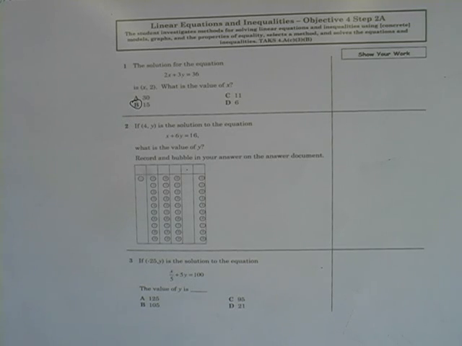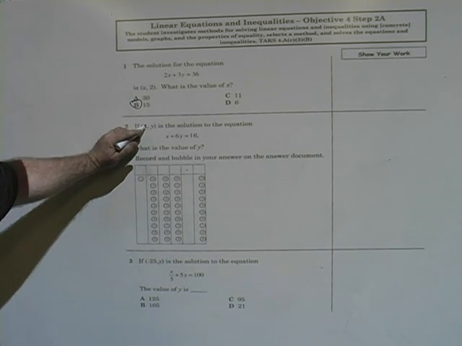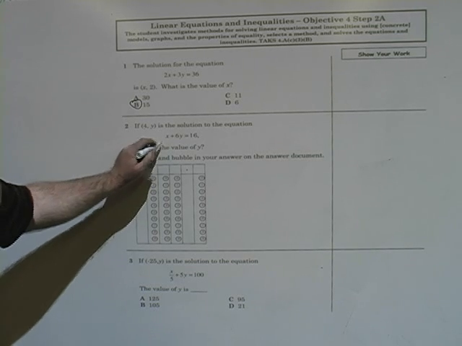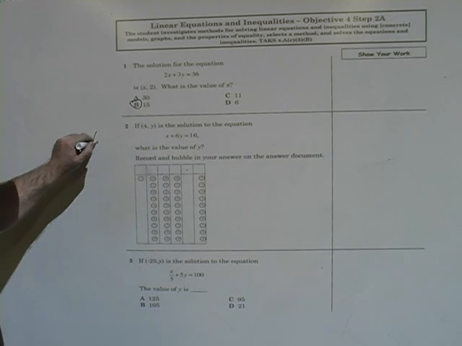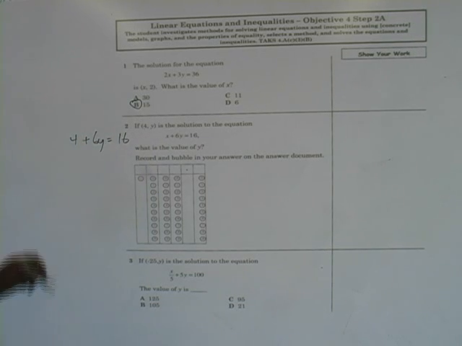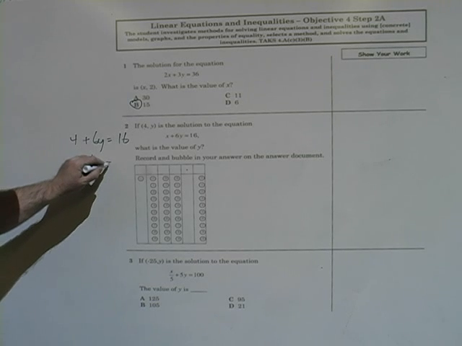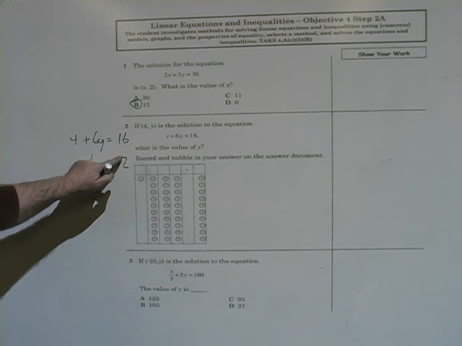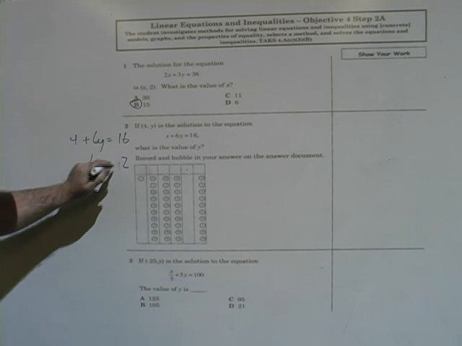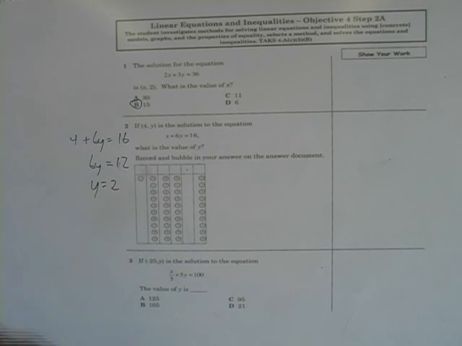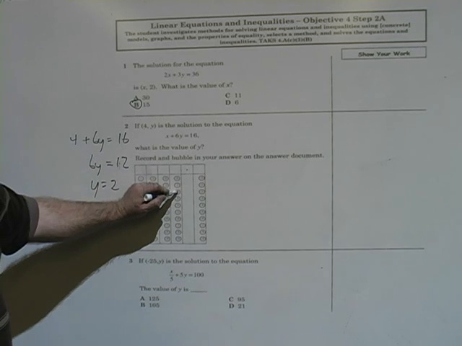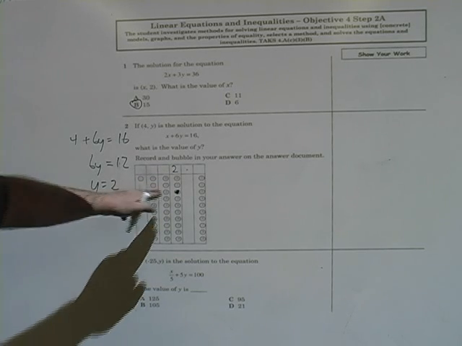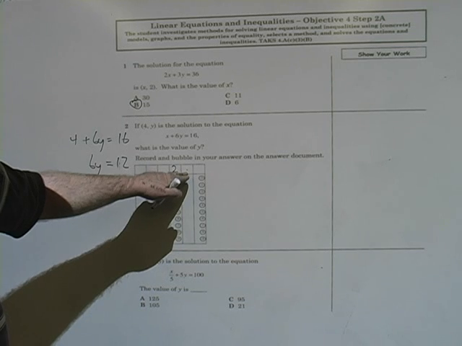Number 2, same thing. Now they're telling us x. X is 4. Plug the 4 in for x. 4 plus 6y equals 16. So 6y equals, subtract 4 from both sides, 12. So y equals 2. Make sure you bubble that in correctly. The 2 needs to go right before the decimal point.